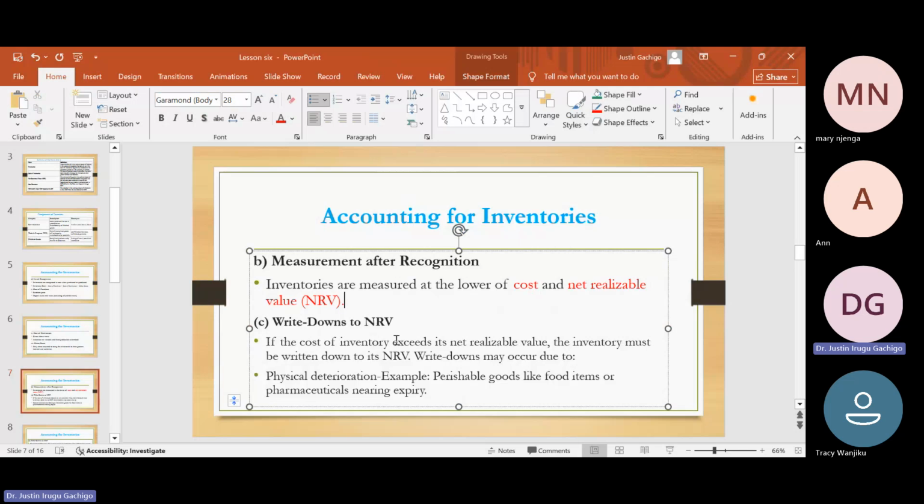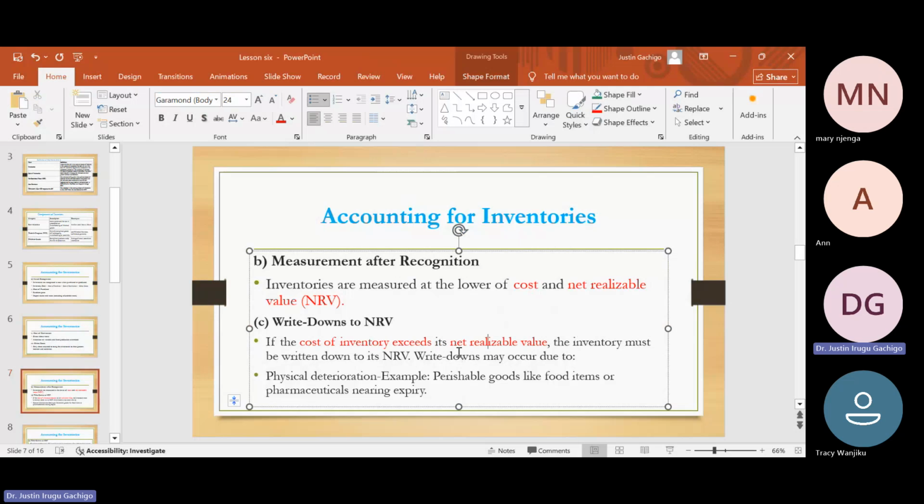Write downs. We have said if the cost of the inventory exceeds its net realizable value, the inventory must be written down to its NRV. So if the cost of the inventory is more than the amount that you can sell it for, let's say the cost is 30 shillings, but what you can realize when you sell the inventory is 20 shillings, you see there is a difference of 10. That 10 is what you are calling the write down, and we are going to expense that because the cost is more than what you can realize when you sell the asset.